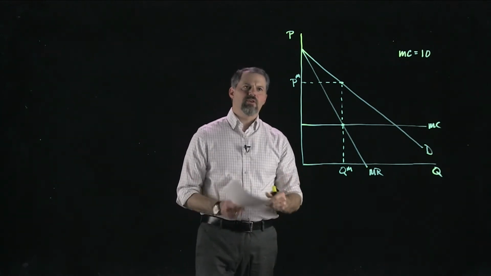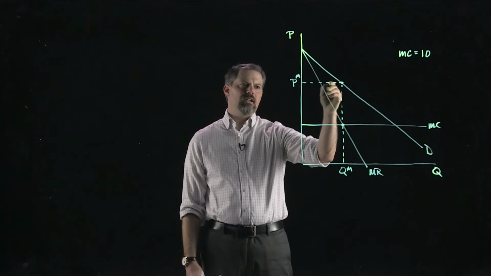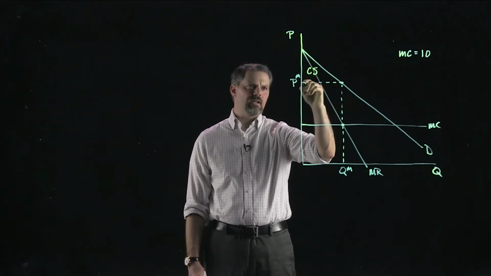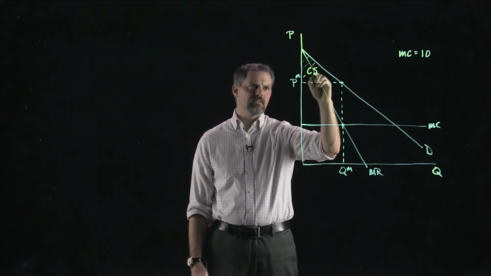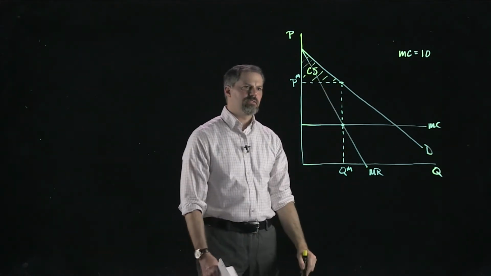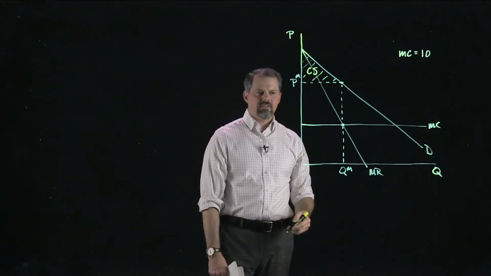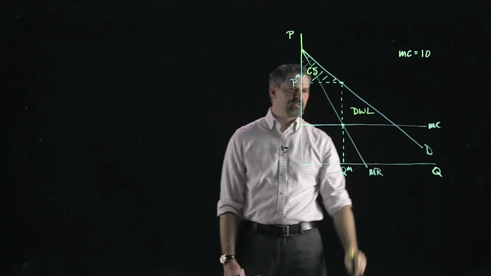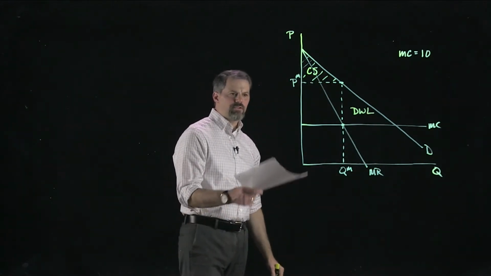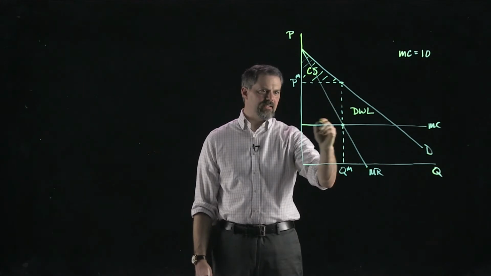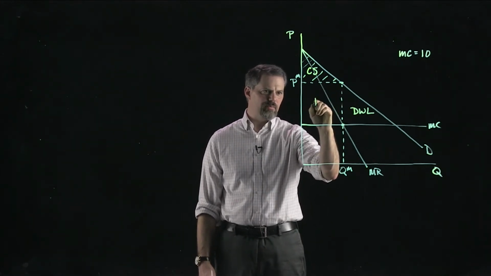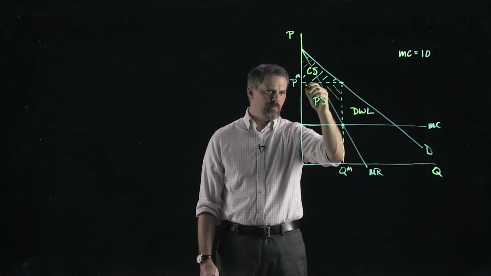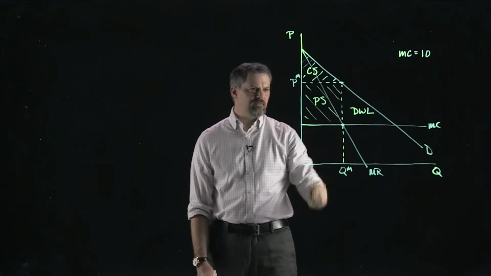Consumer surplus, remember, is the area under the demand curve and above the price. So consumer surplus is this triangle right up here. Let's shade it in like this. There's consumer surplus. The deadweight loss of monopoly is this area right out here, deadweight loss. And then producer surplus, in this picture, it's a rectangle, so this is producer surplus. I'll shade it in like that. So producer surplus is all of that.